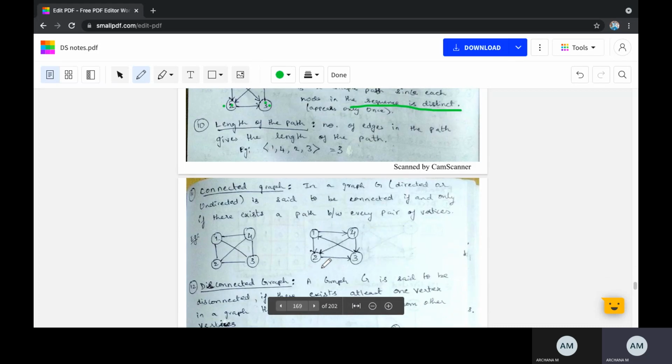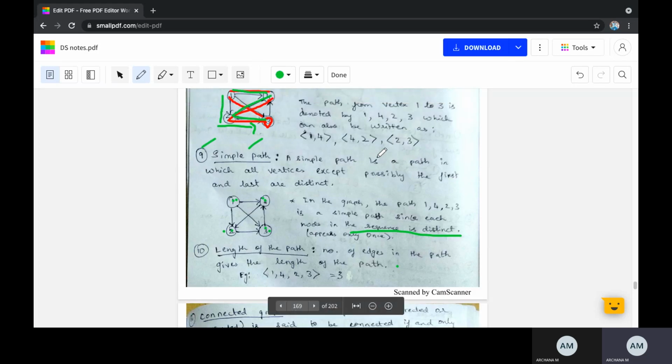Then we have length of path. The number of edges in a path gives the length of the path. Number of edges. For example, in this example, how many edges are there? 1, 2, 3, 4, 5, 6. So 6 edges are there. If you consider that, that is the length of a path.